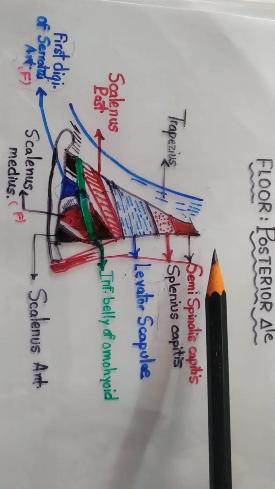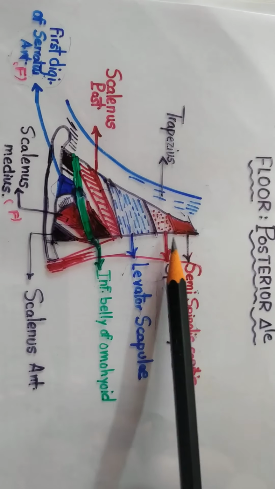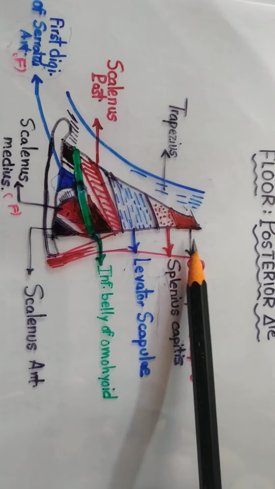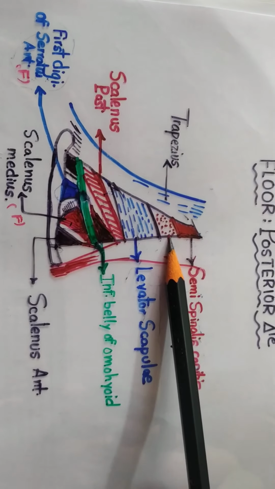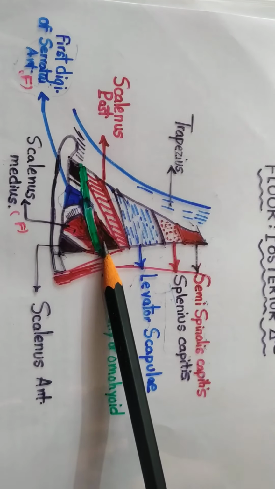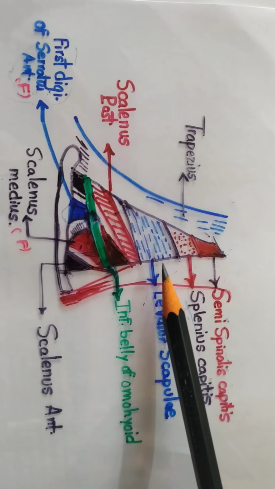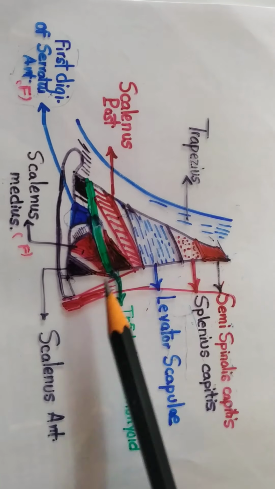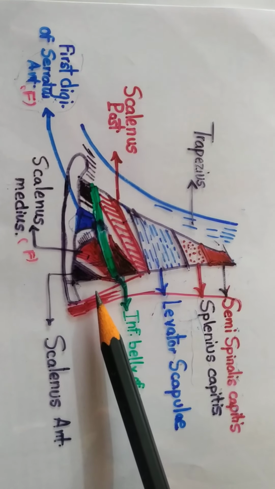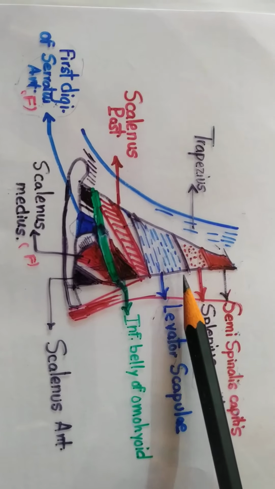Now we will discuss the floor of the posterior triangle. The floor of the posterior triangle is muscular. The floor is formed by the following muscles from above downwards: semispinalis capitis, splenius capitis, levator scapulae, scalenus posterior, scalenus medius and scalenus anterior. All these muscles are covered by the prevertebral layer of deep cervical fascia. This prevertebral layer of deep cervical fascia is going to form the fascial carpet.